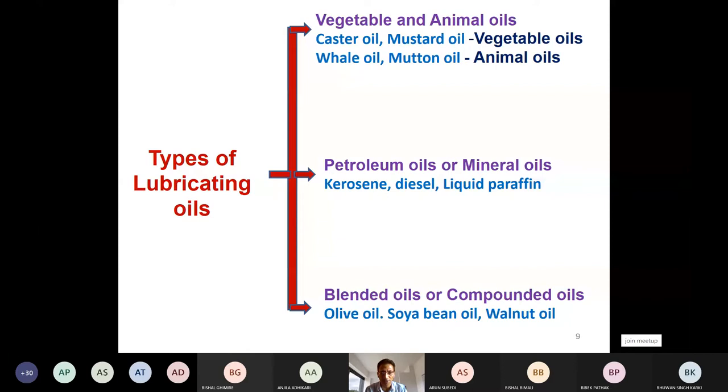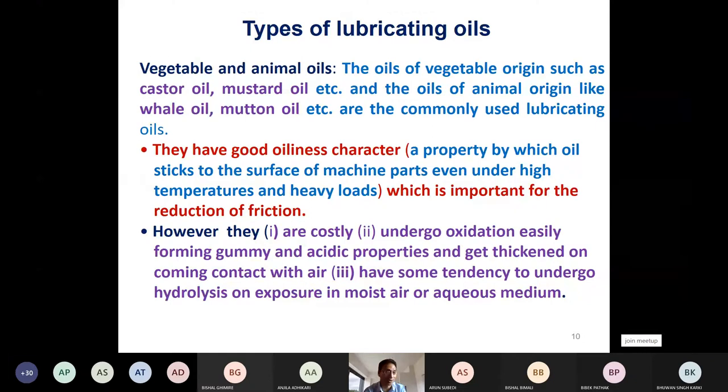Now, one by one, vegetable oil and animal oil. The oils of vegetable origin such as castor oil, mustard oil, etc., and oils of animal origin like whale oil, mutton oil, etc., are commonly used as lubricating oil. They have a good oiliness character, meaning a property by which oil sticks to the surface of a machine part under high temperature and heavy load, which is important for reducing friction.